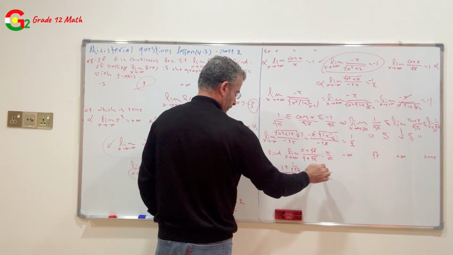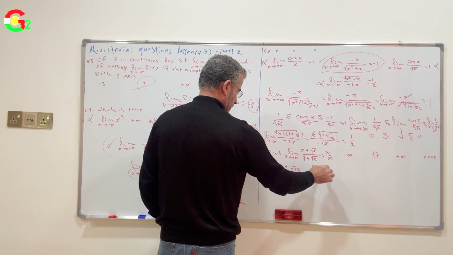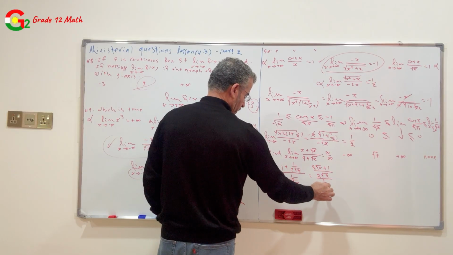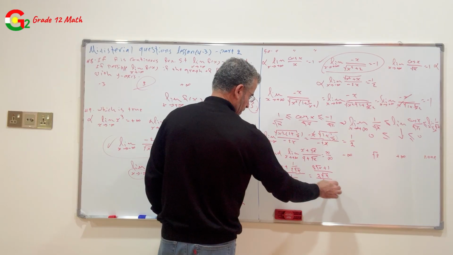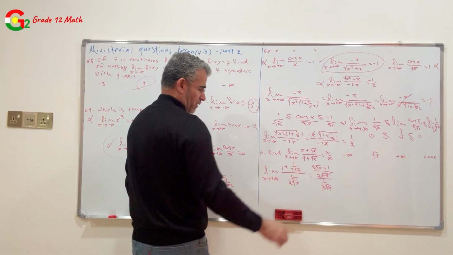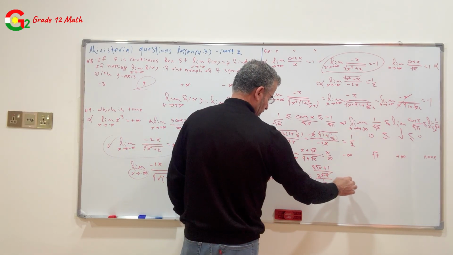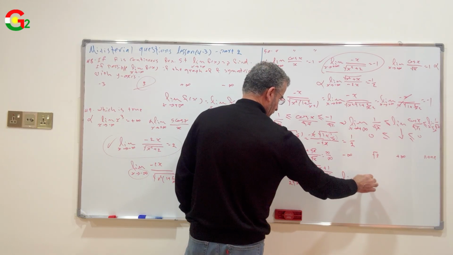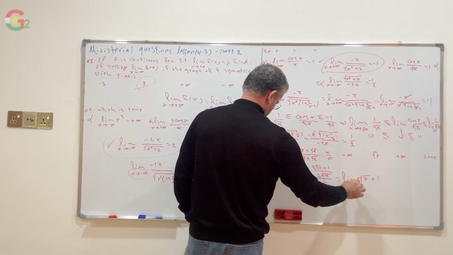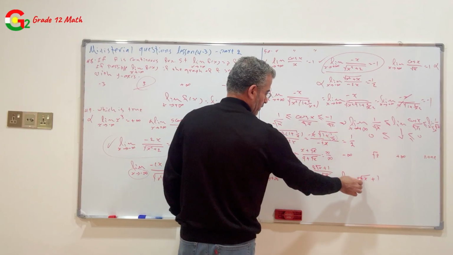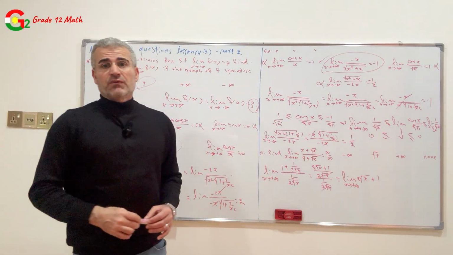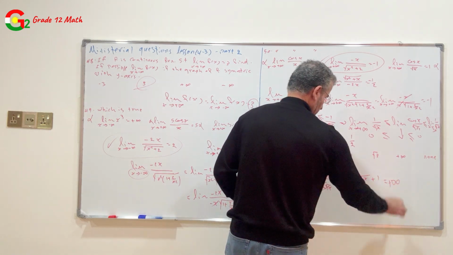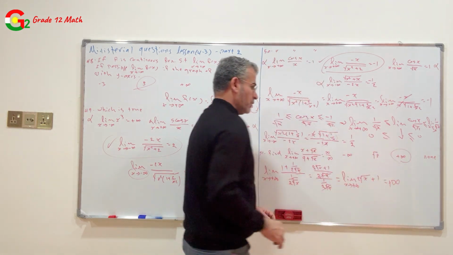2 square root x plus 1 over 2 square root x, over 1 over 2 square root x. Reduce 2 square root x with 2 square root x, then the result will be the limit of 2 square root x plus 1 when x approaches positive infinity. 2 times square root infinity is infinity, infinity plus 1 is infinity. The result is positive infinity. Choice C.